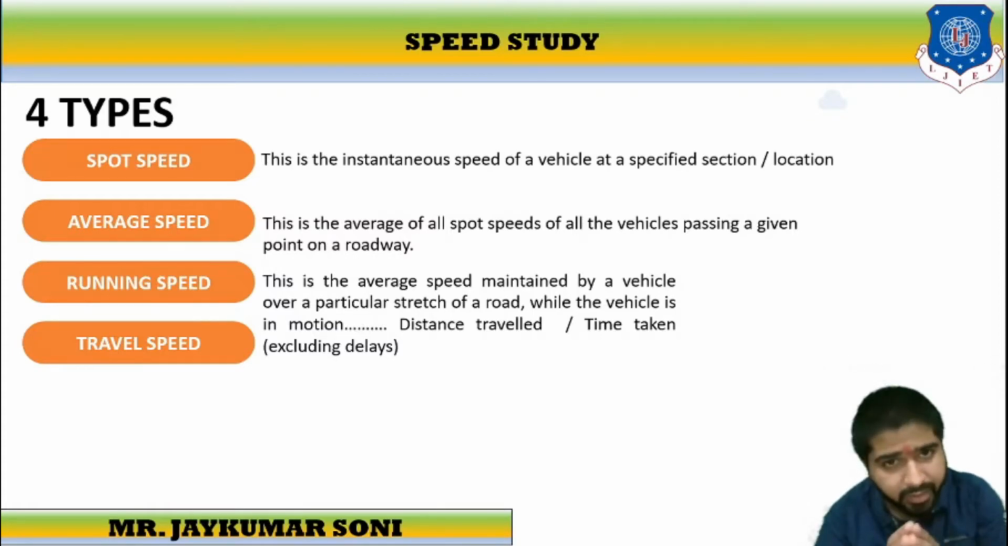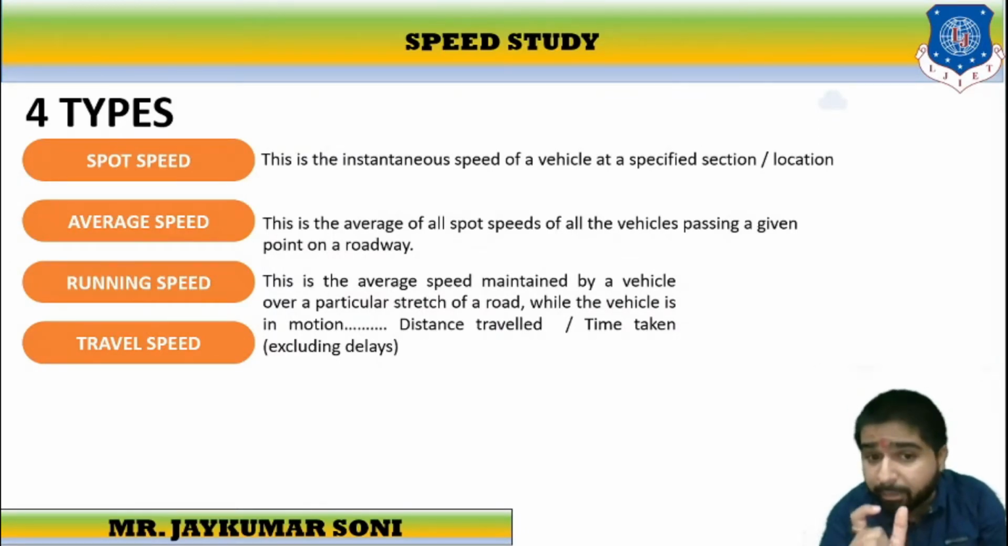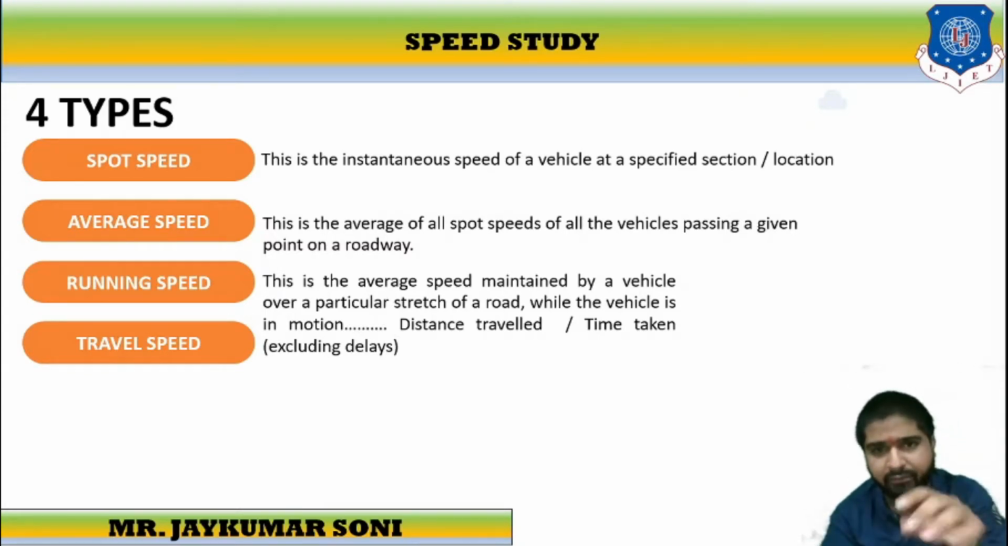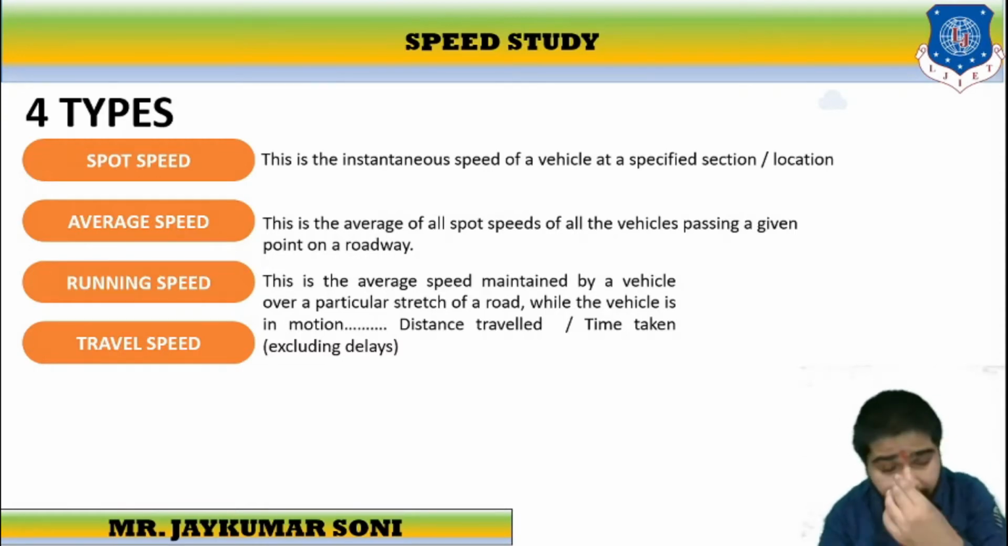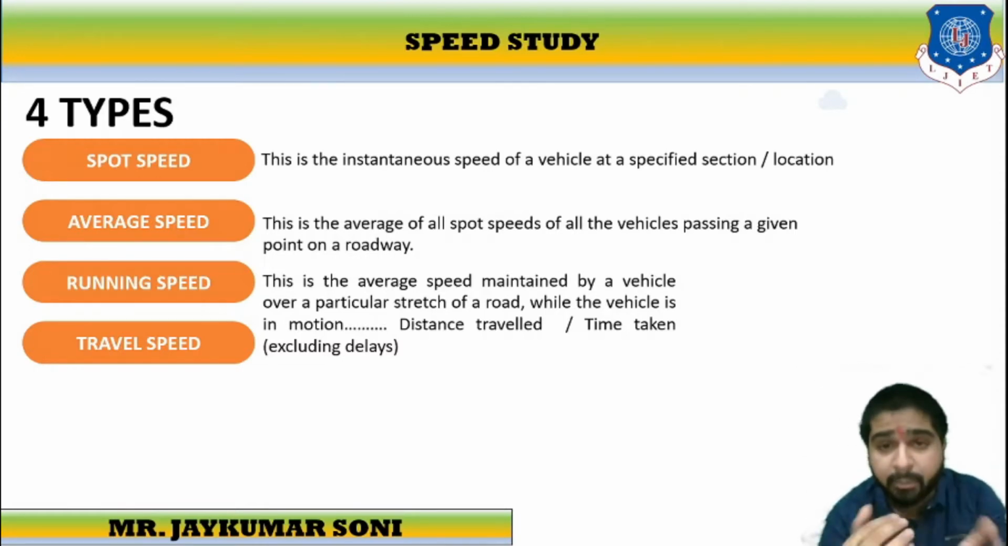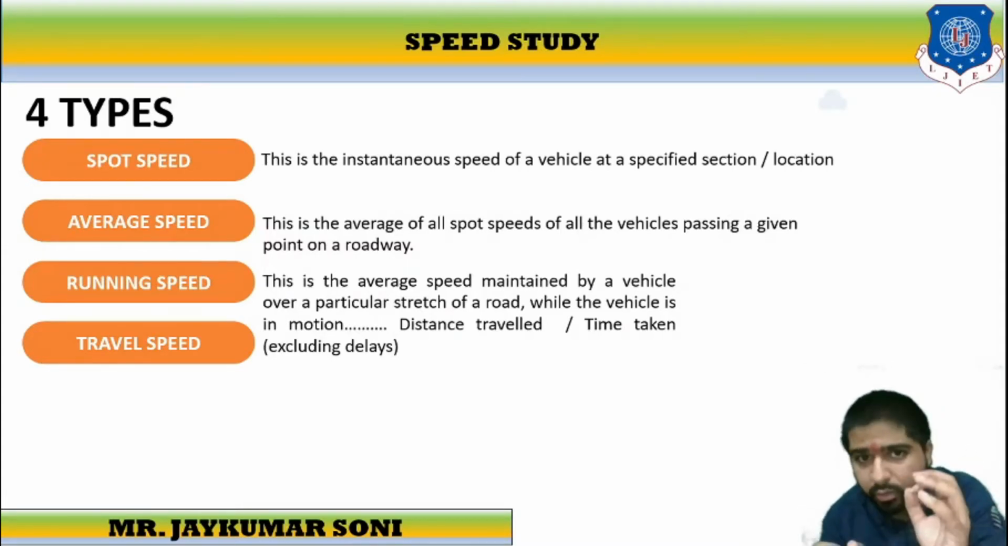First is the running speed. Running speed is the average speed maintained by the vehicle over a particular stretch of road while the vehicle is in motion. Meaning the distance traveled divided by time, v is equal to d by t. But sometimes the vehicle may suffer a breakdown, or there is a certain emergency stopping, so the time which is consumed during this delay will be excluded. Meaning only the time during which the vehicle is in motion will be considered.